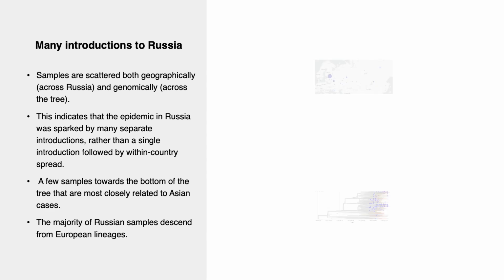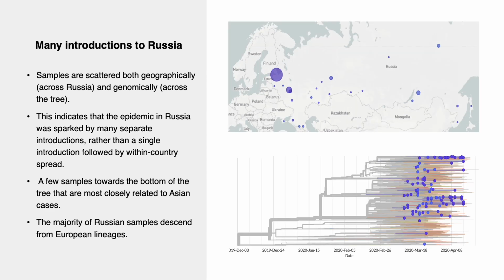We will start this report with samples from Russia. We see that they are scattered both geographically across Russia and genomically across the tree. This indicates that the epidemic in Russia was sparked by many separate introductions, rather than a single introduction followed by within-country spread. While there are a few samples towards the bottom of the tree that are most closely related to Asian cases, the majority of Russian samples descend from European lineages.